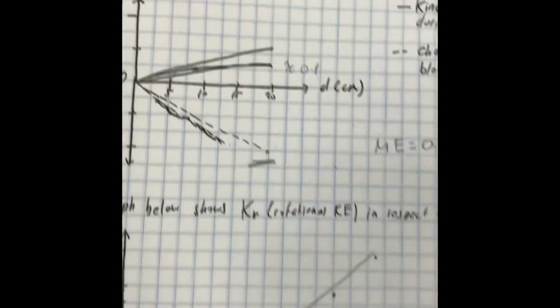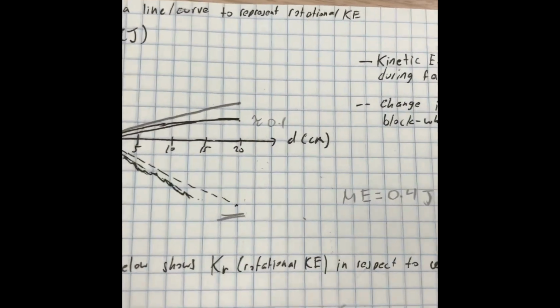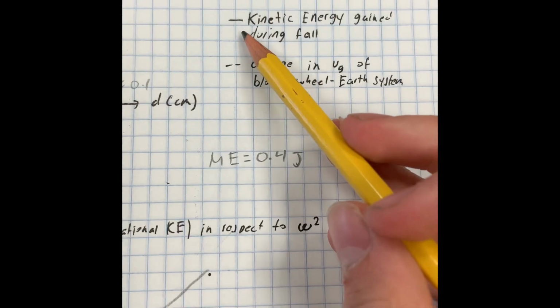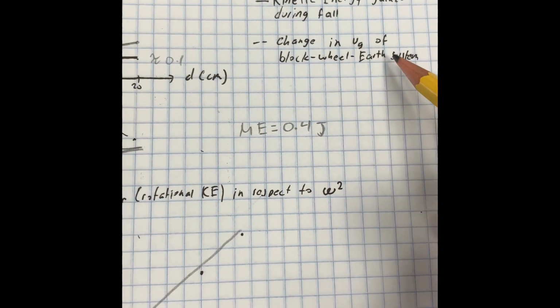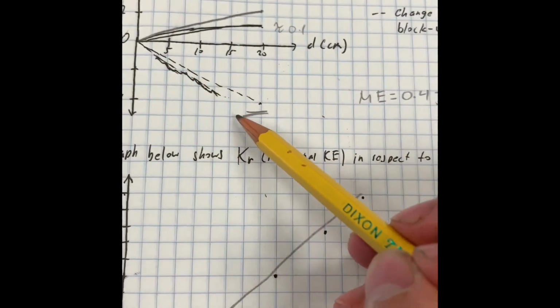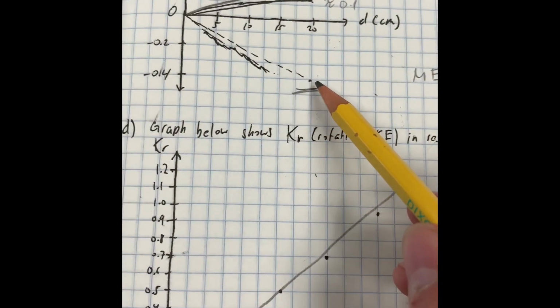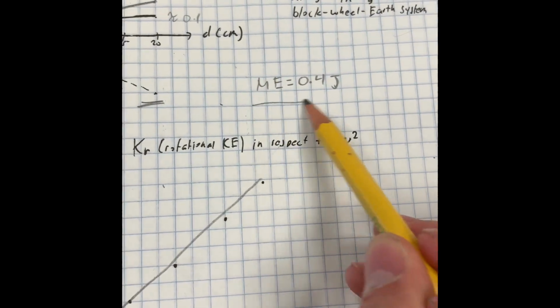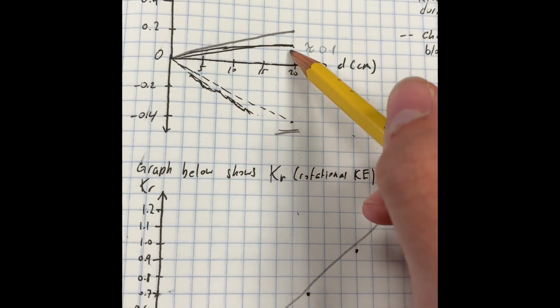And then C, all C asks us is to draw a line, a curve to represent rotational kinetic energy. It gave us the full line was kinetic energy gained during fall, and the dash was change in potential energy of the block-wheel-Earth system. So here it showed us that the change in the potential energy was -0.4. So we know our mechanical energy is 0.4. So our kinetic energies have to combine to be equal to 0.4.